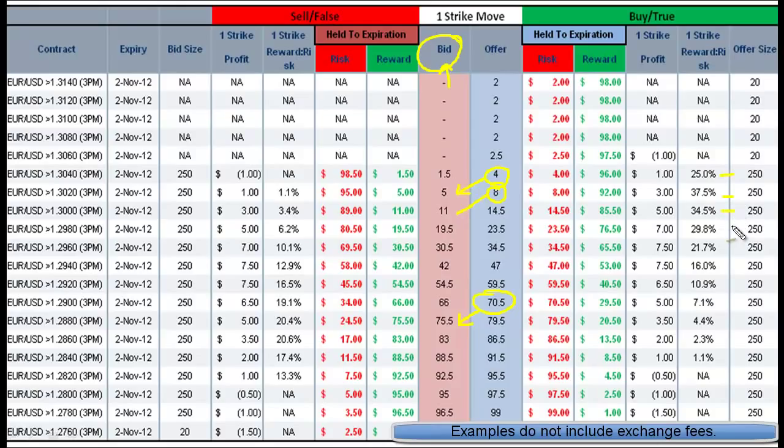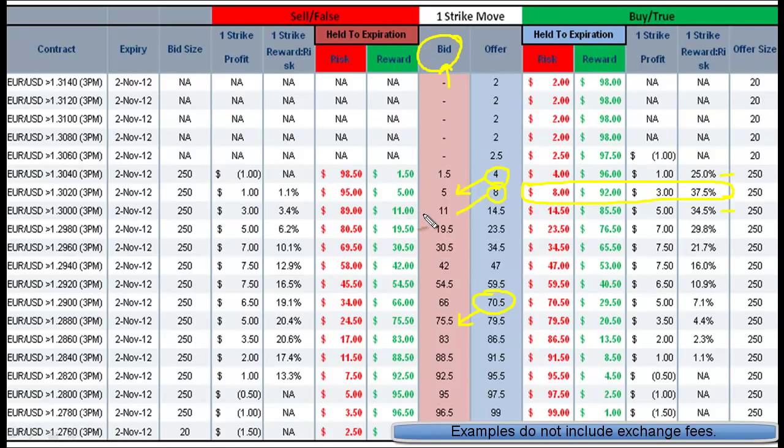So if I expect there to be a one strike move in a short time frame, then this binary right here provides me with the best return on my trade, because I can buy it for 8 and sell it for 11, giving me a 37% return on my investment in a one strike move, which is more than any of the other binary strikes on the buy side.